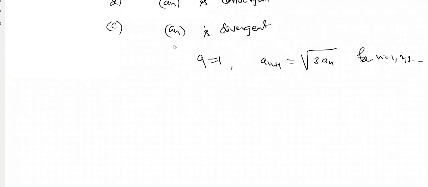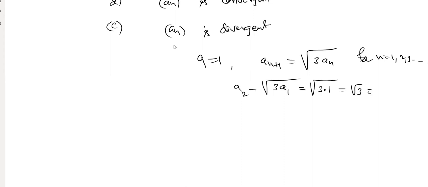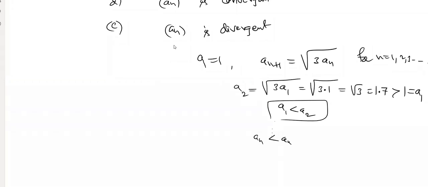So in order to know whether it is increasing or decreasing, look at the second term. What is my a_2? Root of 3 times a_1. That means root of 3 times 1, which is nothing but root 3. Root 3 is about 1.732, which is always bigger than 1. This is nothing but a_1. Therefore, a_1 is always less than a_2. Again, one can easily conclude by induction that a_n is always less than a_{n+1} for every n. Therefore, this shows that a_n is a monotonically increasing sequence.